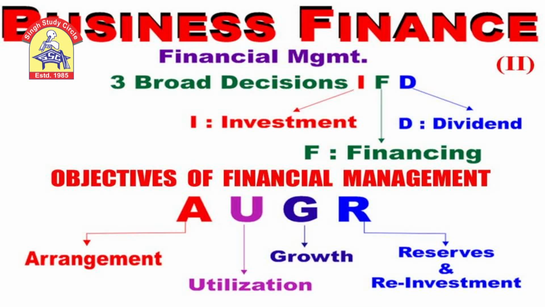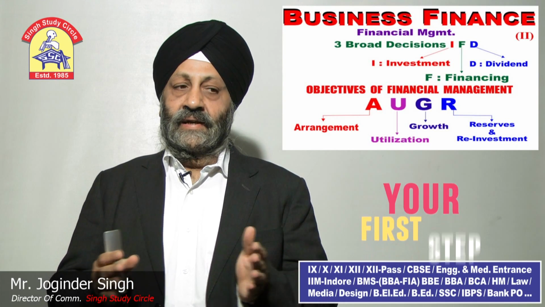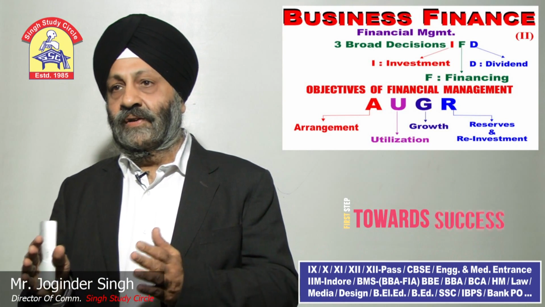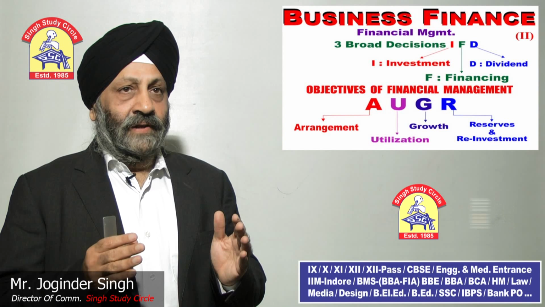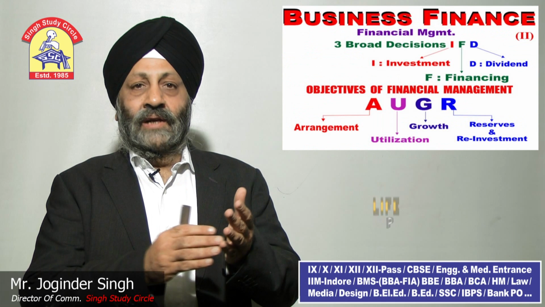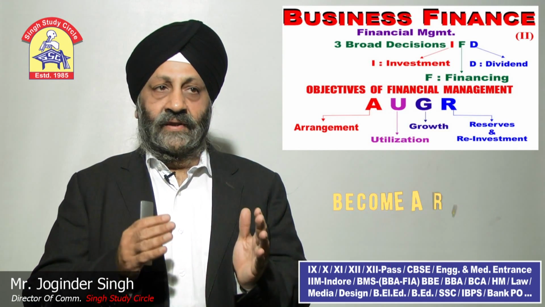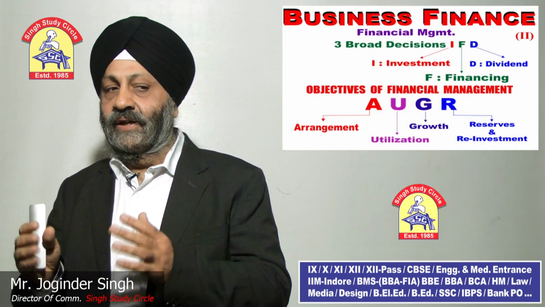Today we will do the chapter of financial management. Finance is divided into two parts. One is financial management and second chapter is business finance. Financial management has three aspects. First is financing, second is investment and third is dividend. If you can remember it like that, FDI: financing, investment and dividend.